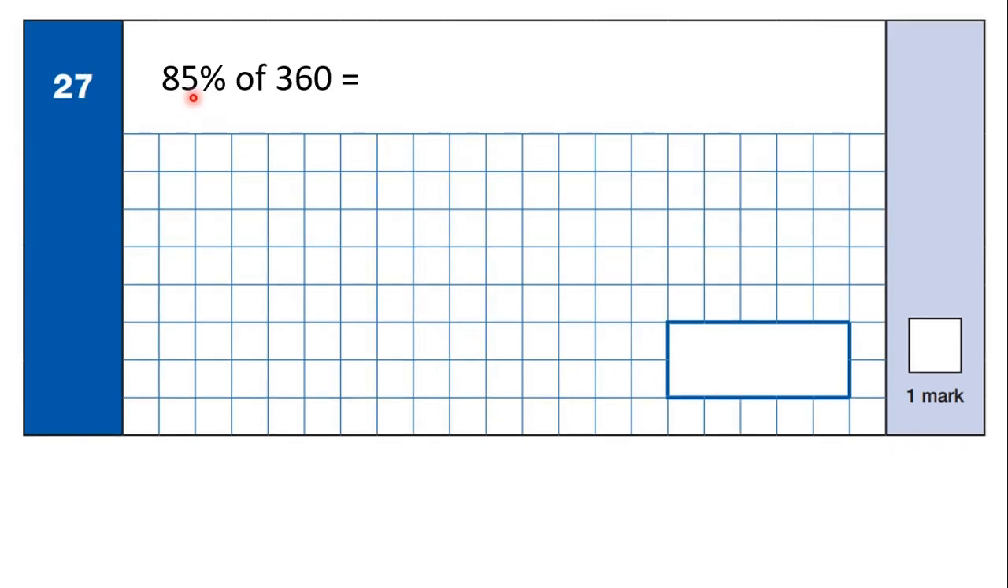Question 27. Find 85% of 360. So we can remember that a percentage is a fraction with a denominator of 100. And to find a fraction of a number, we can divide by the denominator and then multiply by the numerator.